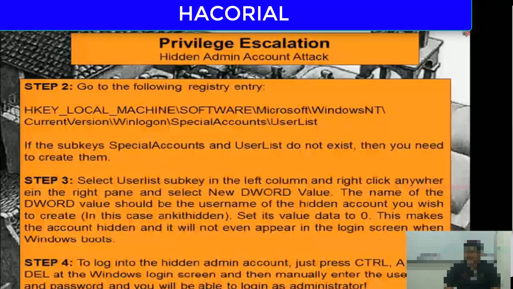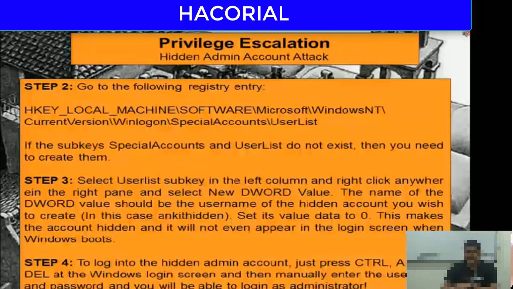Select the user list sub key in the left column and right click anywhere in the right column and select new DWORD value. The name of the DWORD value should be the username of the hidden account that you wish to create. So in this case it was Ankit Hidden, and set its value to 0. This makes the account hidden and it will not appear on the login screen when Windows boots.